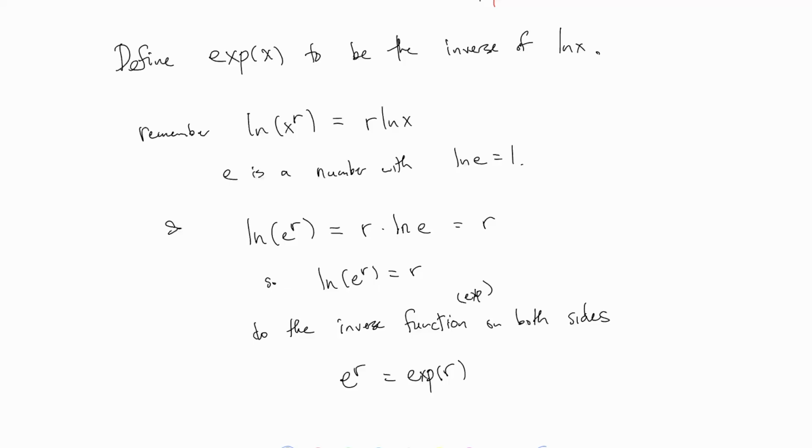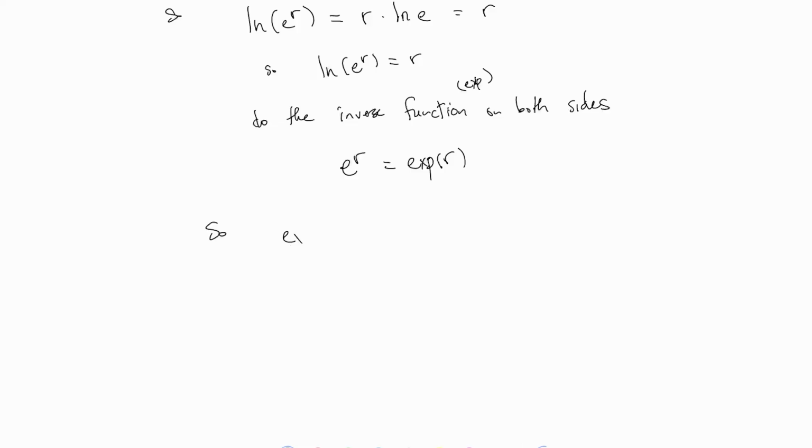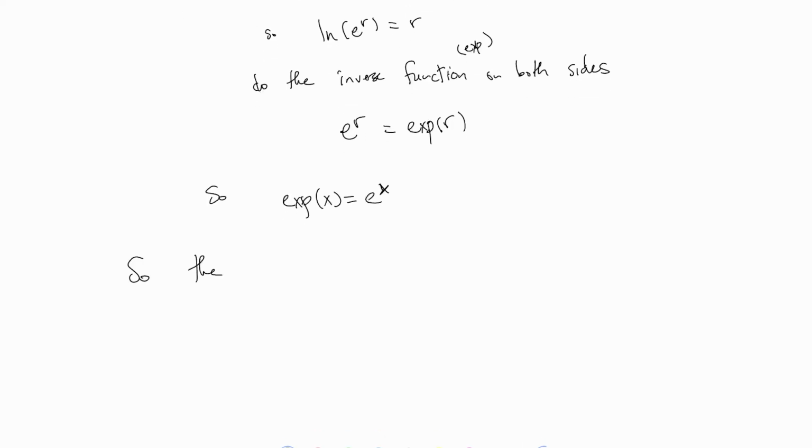I'm not sure why I decided to use r throughout here. This is true of any real number, though. Exp of r is the same as e to the power r. So, writing it just like with an x instead of r, this function exp of x actually equals the number e to the power x, all right? So, let me just write this in words. The inverse of ln x actually equals the x power of the number e, all right?